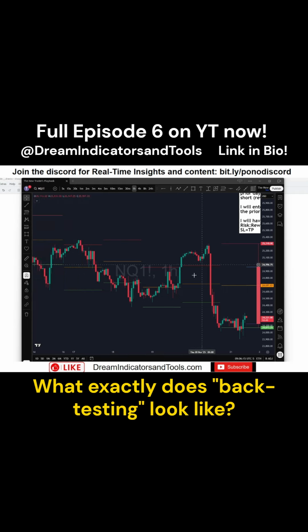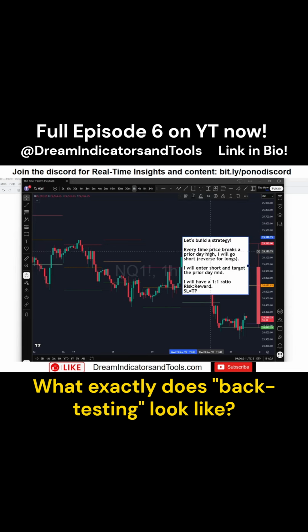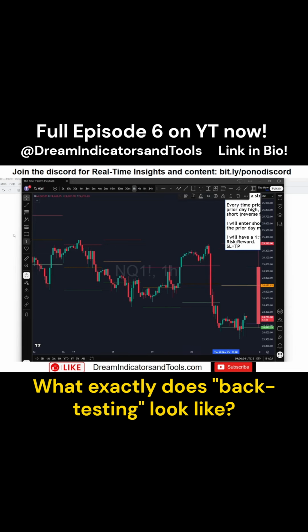So let's take a look at what happened yesterday. Yesterday, price broke the high. So according to our rules, if price breaks the prior day high, I will go short. Okay, great. So we could come over here, we can do a short position right on this level right here, which would be our prior day high.